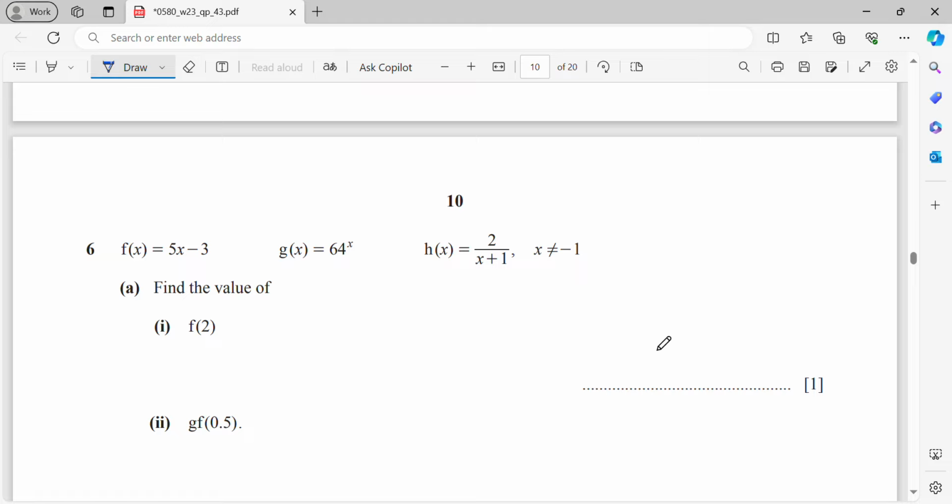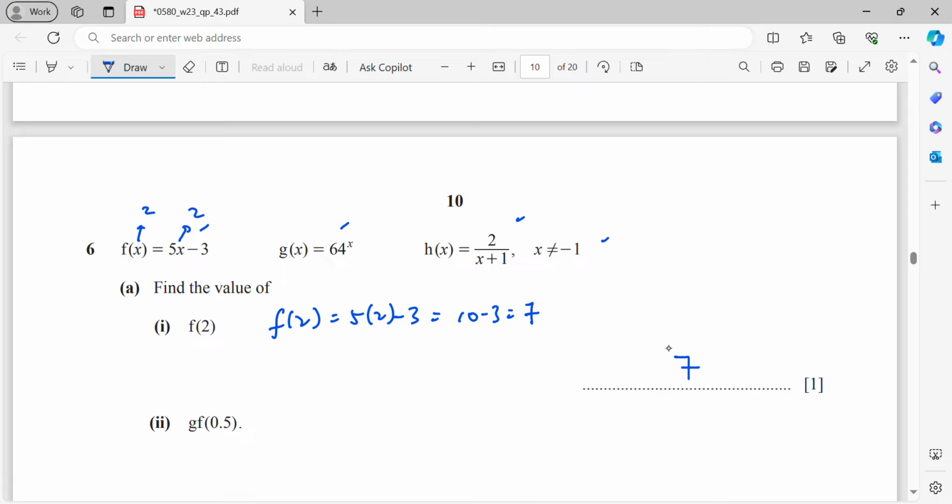Okay, now for question number 6. Given f(x) is 5x minus 3, g(x) is 64 to the power of x, h(x) is this function whereby x is not minus 1, find f(2). So for f(2), just change the x to 2. So I will get 5 times 2 minus 3, which is 10 minus 3. At last you get 7.